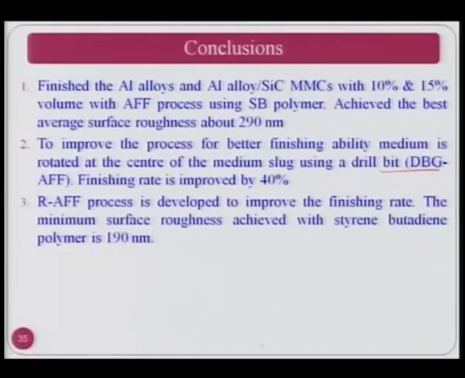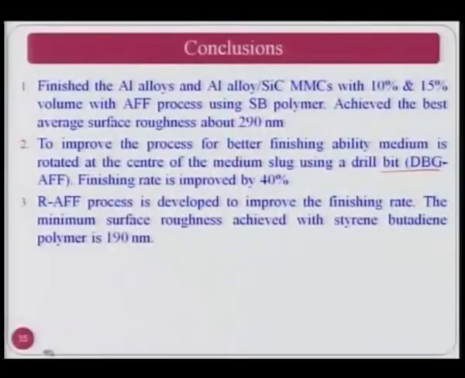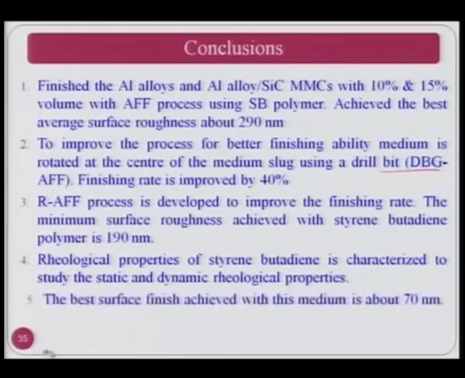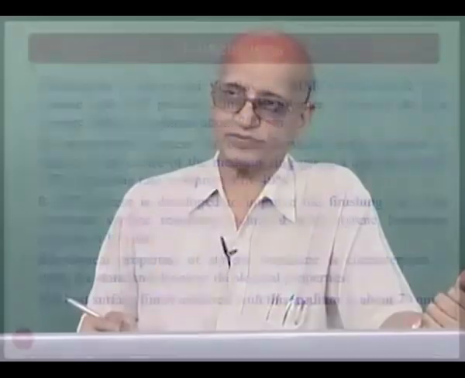Now the final surface roughness value that you are going to get will depend upon many parameters that I have already explained. Rheological properties of styrene butadiene are characterized to study the static and dynamic rheological properties. The best surface finish achieved with this medium is 70 nanometer, that is 0.07 micron.